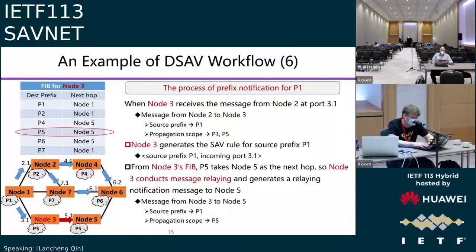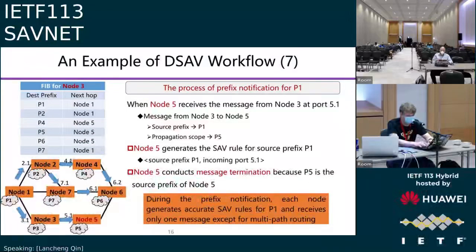When node 3 receives the message from node 1 at port 3.1, it also generates the save rule for source prefix P1, and then from node 3's FIB, P5 takes node 5 as the next hop, so node 3 conducts message relaying and generates a relaying notification message to node 5. The message from node 3 to node 5 contains P1 in the source prefix and carries P5 in the propagation scope field.